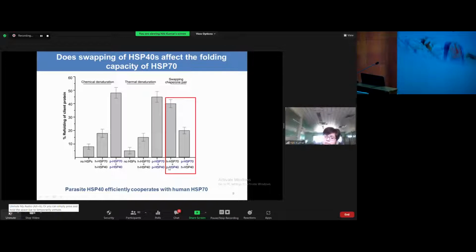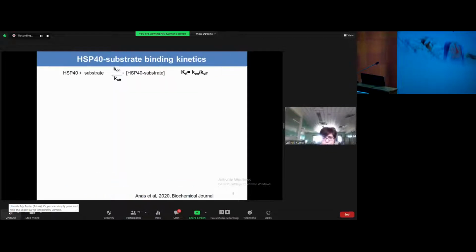And to our surprise, we found that the parasite HSP40 was able to mediate a better HSP-mediated protein folding. So this suggests that HSP40 could efficiently cooperate with human HSP70, thereby also giving a biochemical understanding of how the exported parasite chaperones are able to utilize the host machinery to fold their virulence factors or other proteins which are exported into the host RBC.